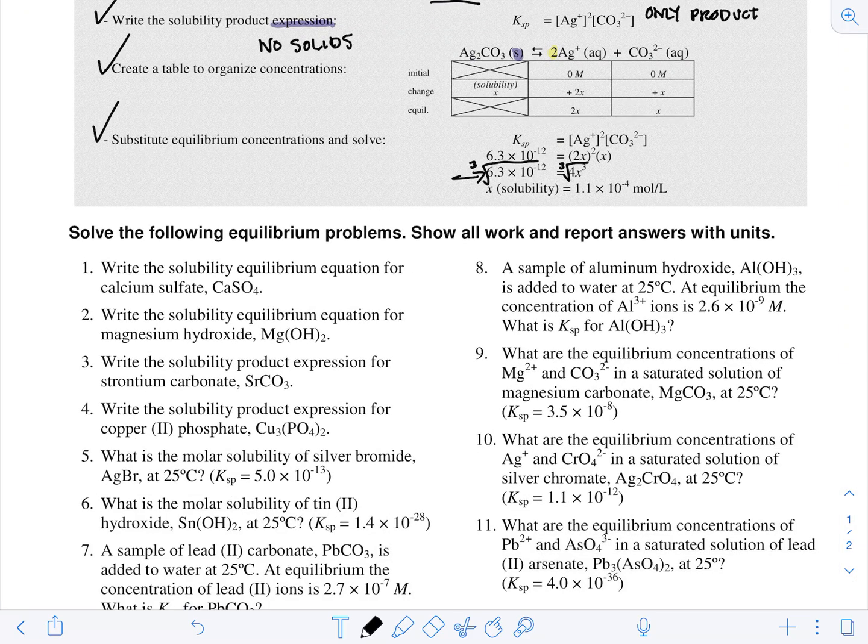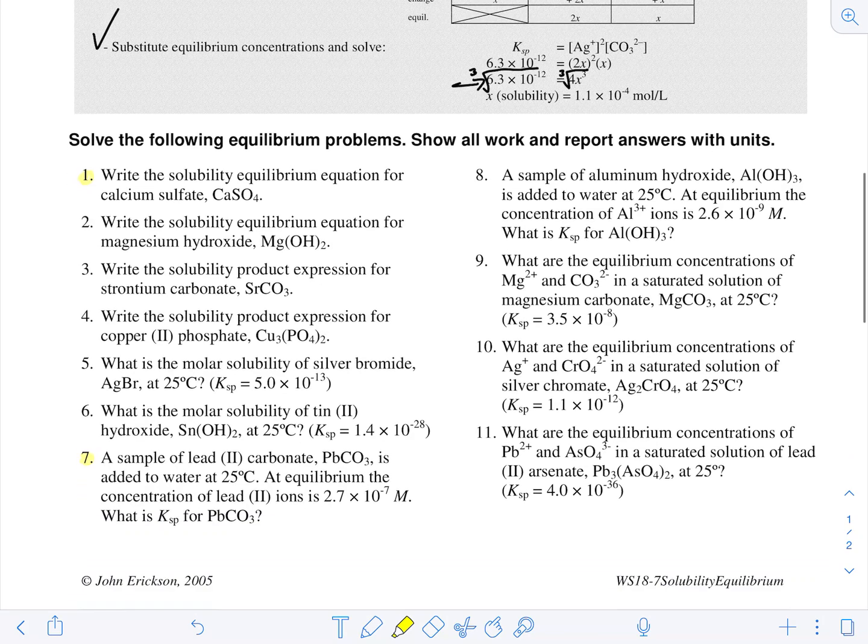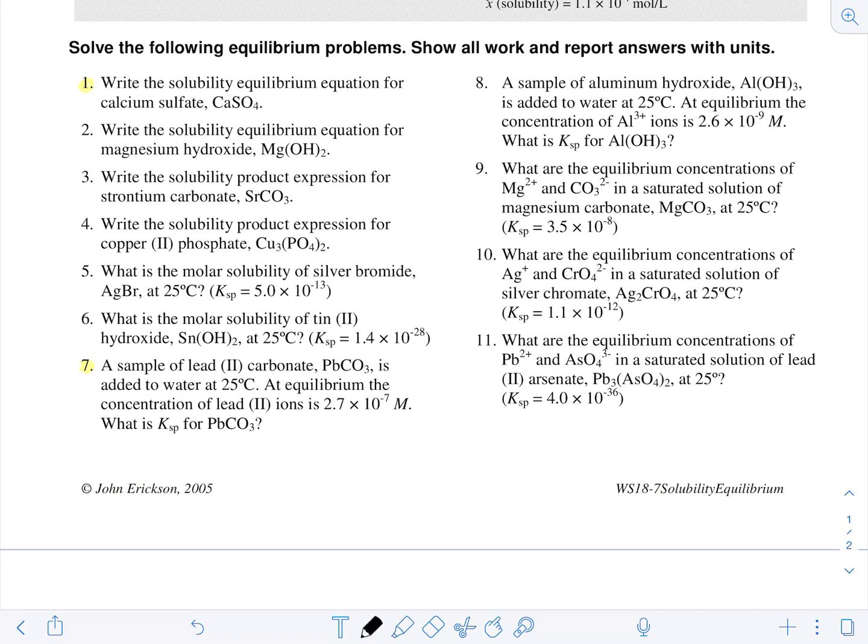Okay, so I'm going to do number 1, and then I'm going to do number 7, so that way you can practice on your own, and I will share the answer key with you in a couple of days. For number 1, they want us to write the equilibrium expression for calcium sulfate.